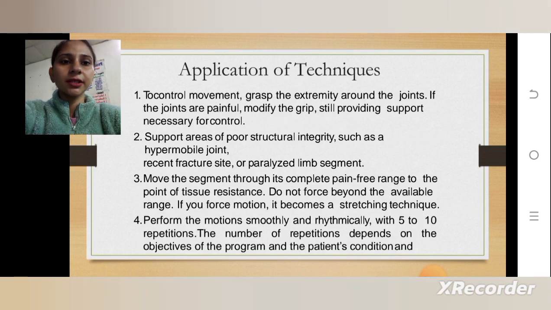Then application of techniques. To control movement, grasp the extremity around the joints. If the joints are painful, modify the grip, still providing support necessary for control. Support areas of poor structural integrity such as a hypermobile joint, recent fracture site or paralyzed limb segment.